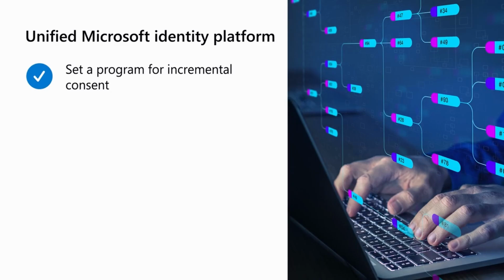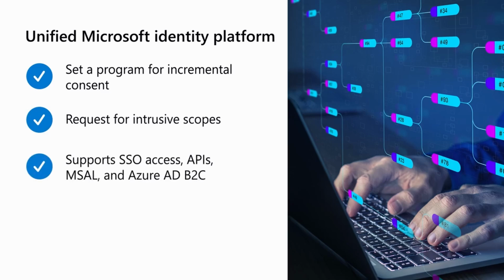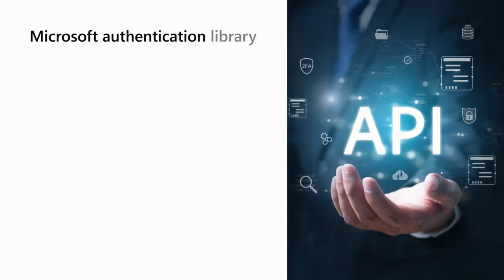This enables you to wait until the application's usage justifies it at runtime before requesting approval for more intrusive scopes. To provide your clients with SSO access to the applications and APIs, MSAL also supports Azure AD B2C. This way, they may use their preferred social business or local account credentials. Now let's look at the Microsoft Authentication Library and application scenarios.